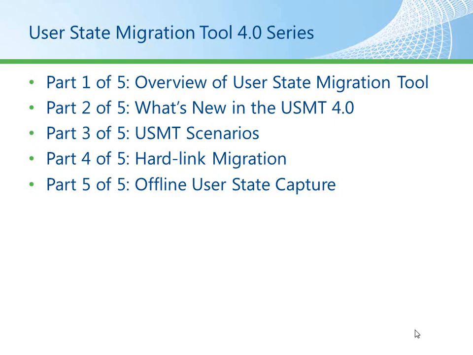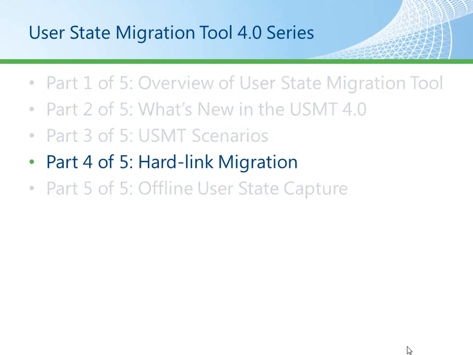The User State Migration Tool 4.0 series that we're doing here is split up into 5 parts. Part 1 is the overview of the User State Migration Tool itself. Part 2 is we'll take a look at what's new in USMT 4.0. Part 3 is the USMT scenarios. Part 4 is the hard link migration. And then finally on Part 5, we'll take a look at using the USMT for doing offline user state capture. And today we're looking at hard link migration.